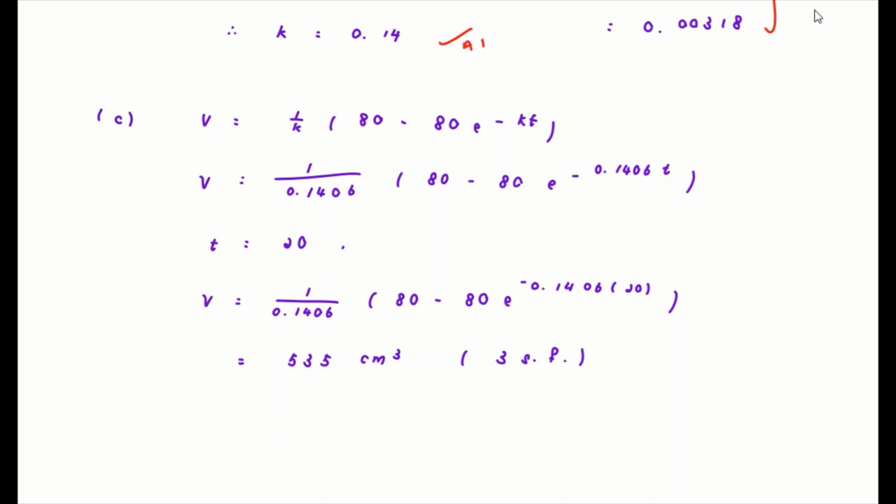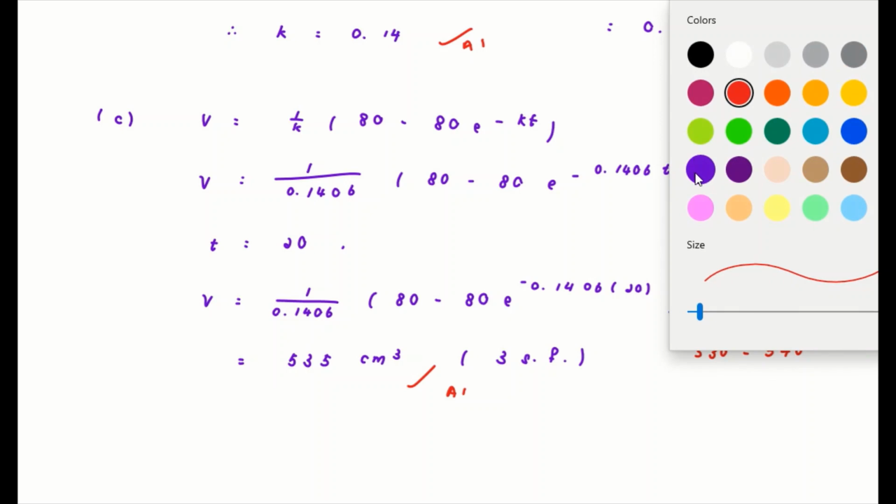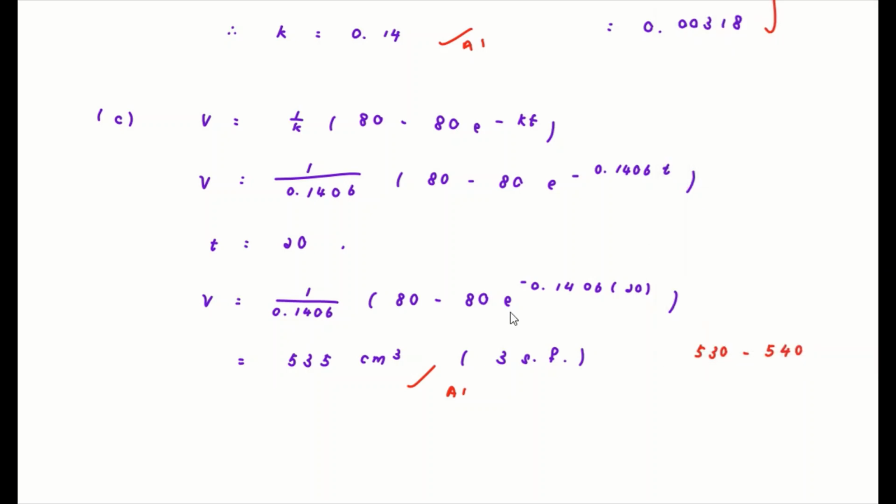Then after that, let me write this down first. So this is 1 mark for the 20 minutes. The answer key actually gives you a range, which means any number between 530 and 540 is acceptable for the answer. But I mean, this is the accurate one. Okay, then the next part is after a long time.